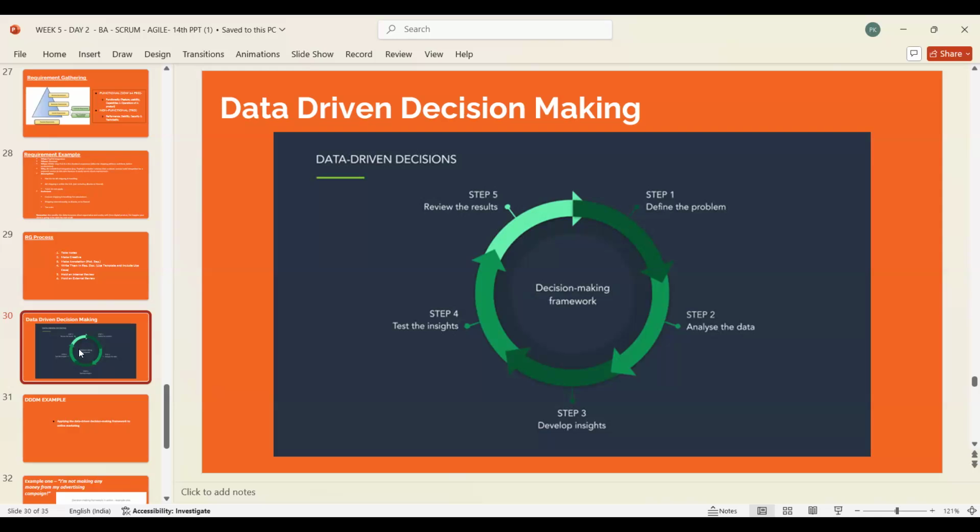And it is very effective because it tells you what is wrong, it shows you what is wrong, it allows you to come up with solutions, it helps you to test it, and it helps you to get better results. Everybody with me on this? Any doubts in DDDM? Like how we use the data that we have, how we come up with solutions? Any doubts?